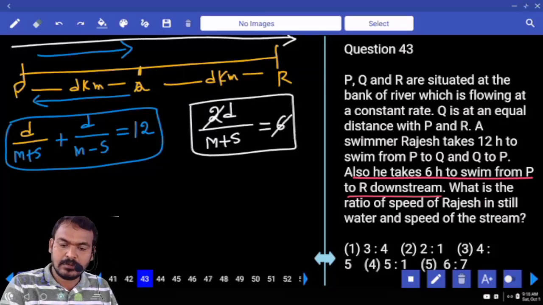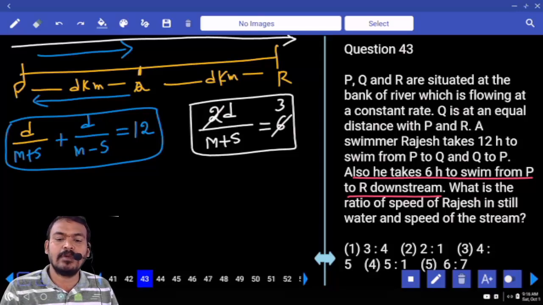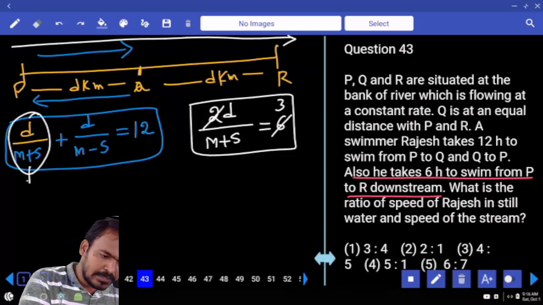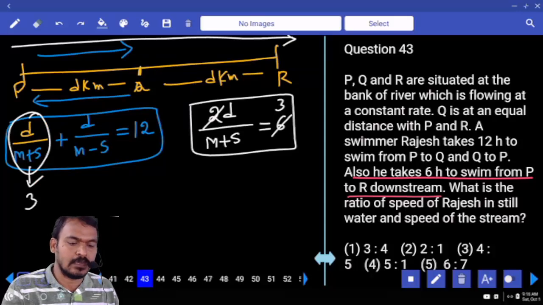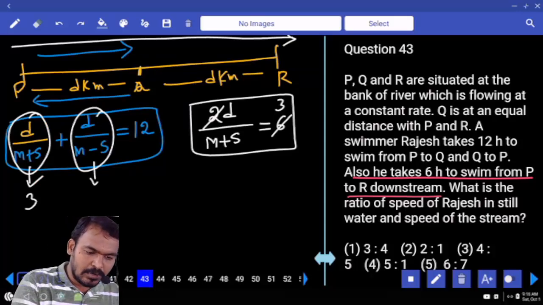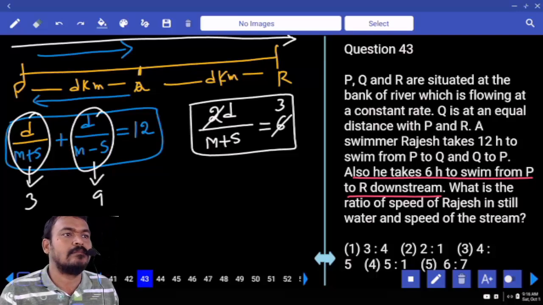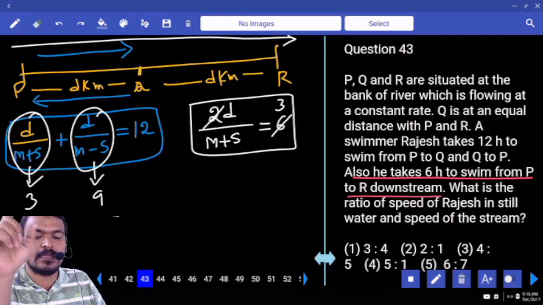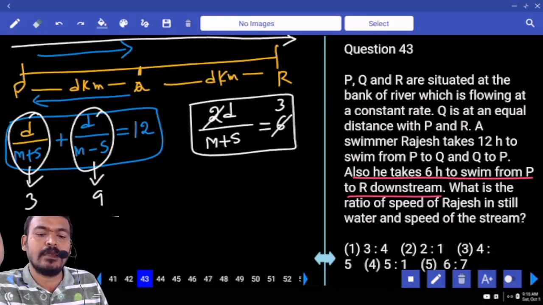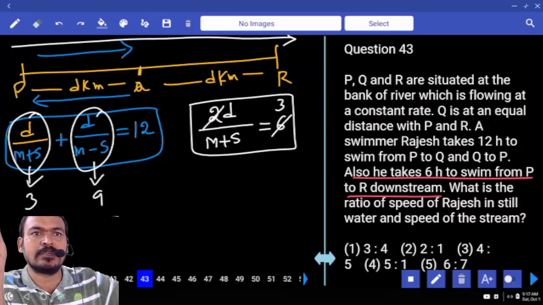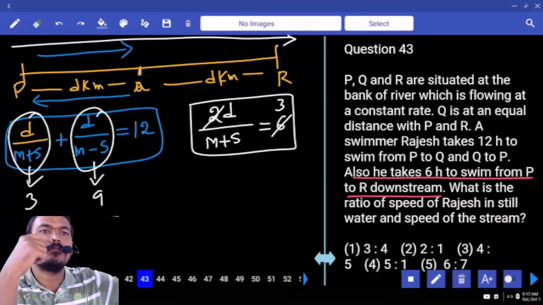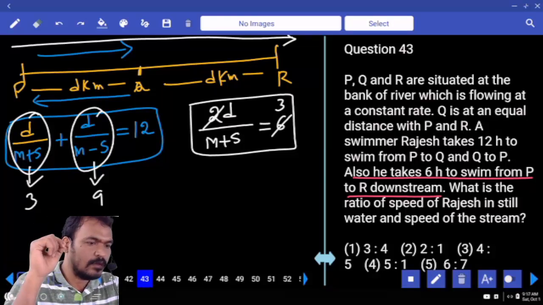2 how many times is 6? 3 times, or not? Then D by M plus S equals how much? 3. In place of D by M plus S, we substitute the value 3. Then D by M minus S equals how much? 9, or not? Yes or no? In the second one, 2D by M plus S equals 6. Then D by M plus S is 3. Substitute the D by M plus S value in the first equation. We get the D by M minus S value, or not? Yes or no? Okay. Next.